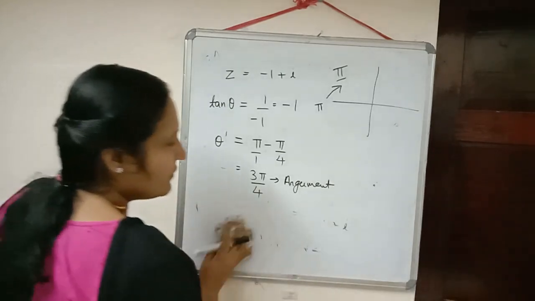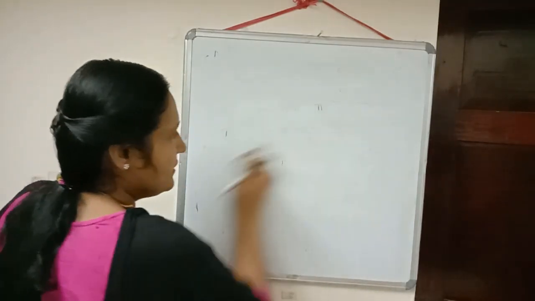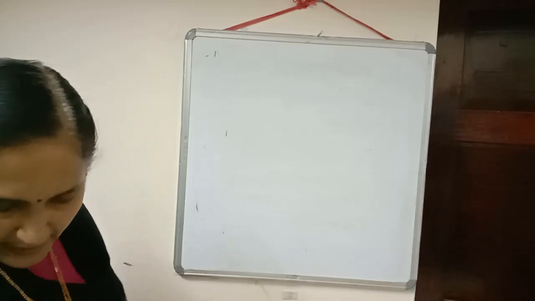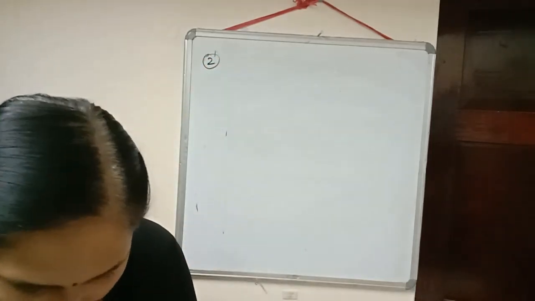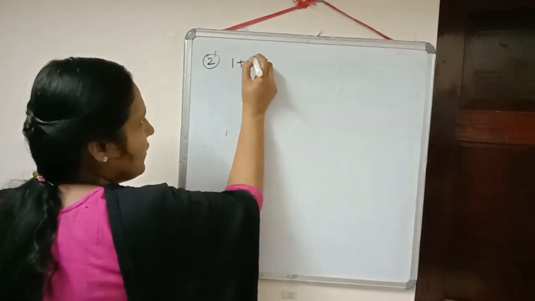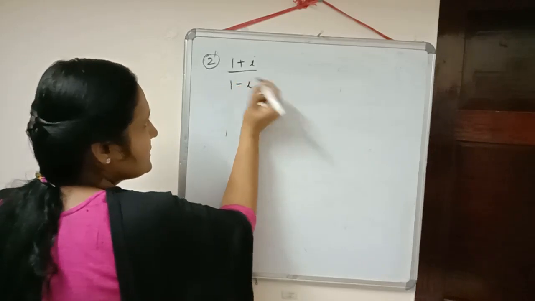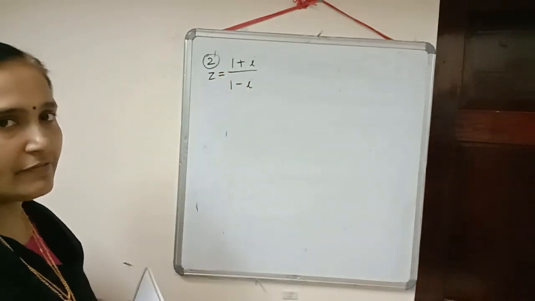Okay. Now all of you write down the same kind of question: find the modulus and argument. Second question is 1 plus i by 1 minus i. We can take it equal to z, then the calculation will be easy for us.